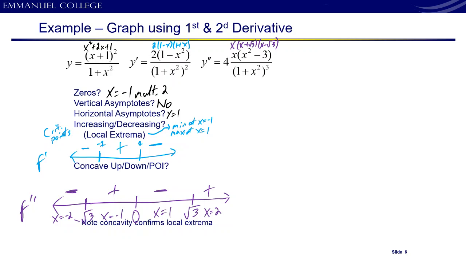We actually have points of inflection at negative square root of 3, at 0, and at square root of 3 because the sign changes. So that means these are all points of inflection. So points of inflection at x equals negative square root of 3, 0, and positive square root of 3.